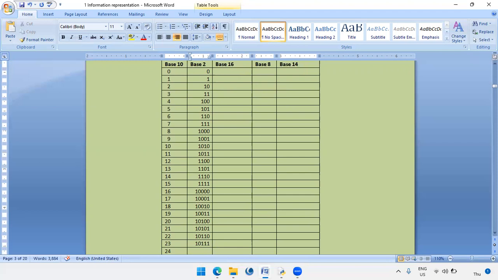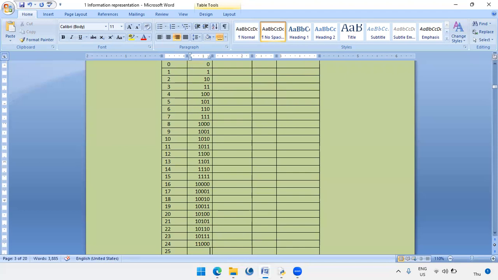Then 3 columns: 3 ones change to 0. So the one before that also changes. Then only the first bit changes. 1, 1, 0, 0, 1. Then the second one also changes. 1, 0. Again, the first bit only changes.